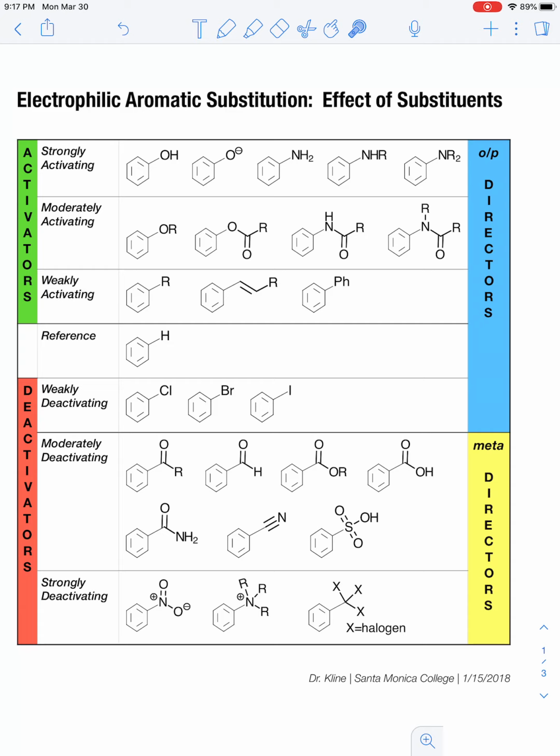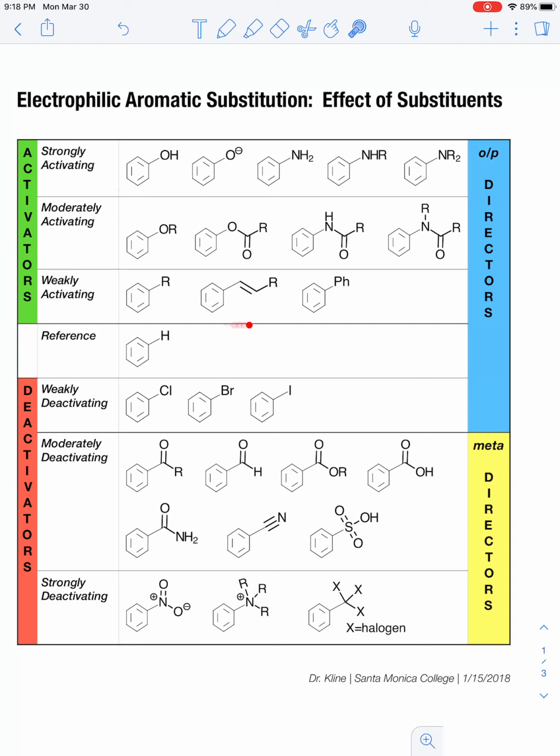So what we want to do is try to systematize what makes something, say, strongly activating versus moderately activating, or moderately deactivating versus, say, strongly deactivating. So in the event that you're ever trapped on a desert island and you have to do this without looking at my colorful chart, you'll be able to do it. So let's start by looking at the strongly activating.